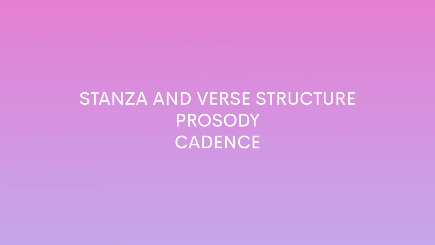When we look at the structure of poetry, we look at the length of the lines and stanzas, the flow of sounds from each line, and the rhythm of the poem. The elements that we will explore are stanza and verse structure, prosody, and cadences. The first element to look at is the stanza and verse structure.